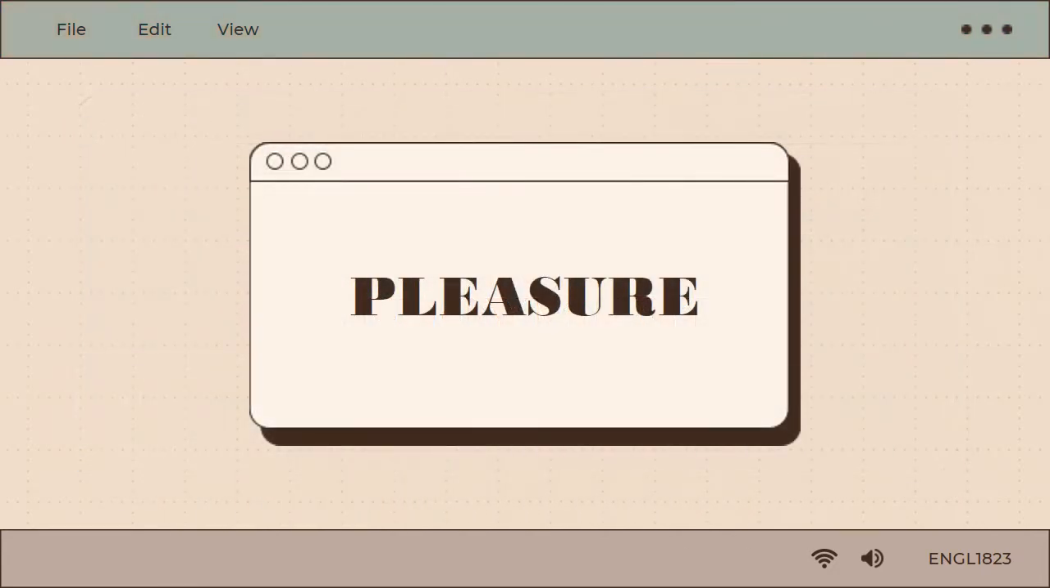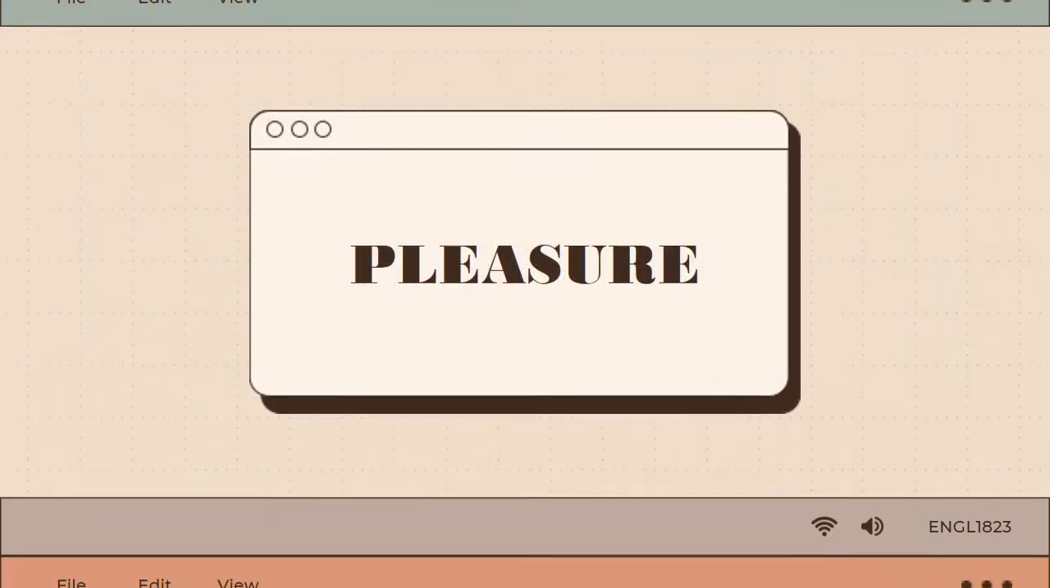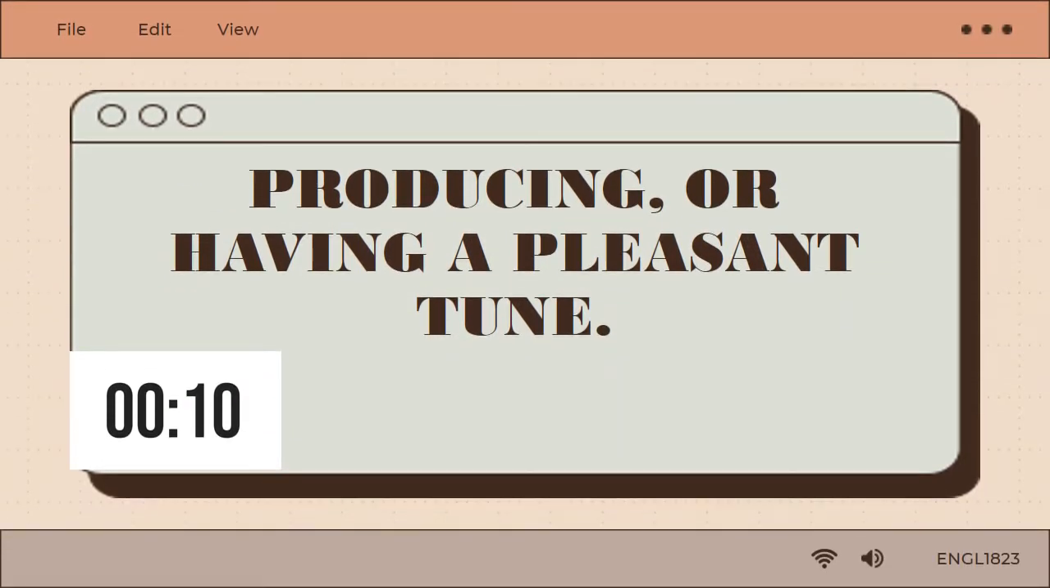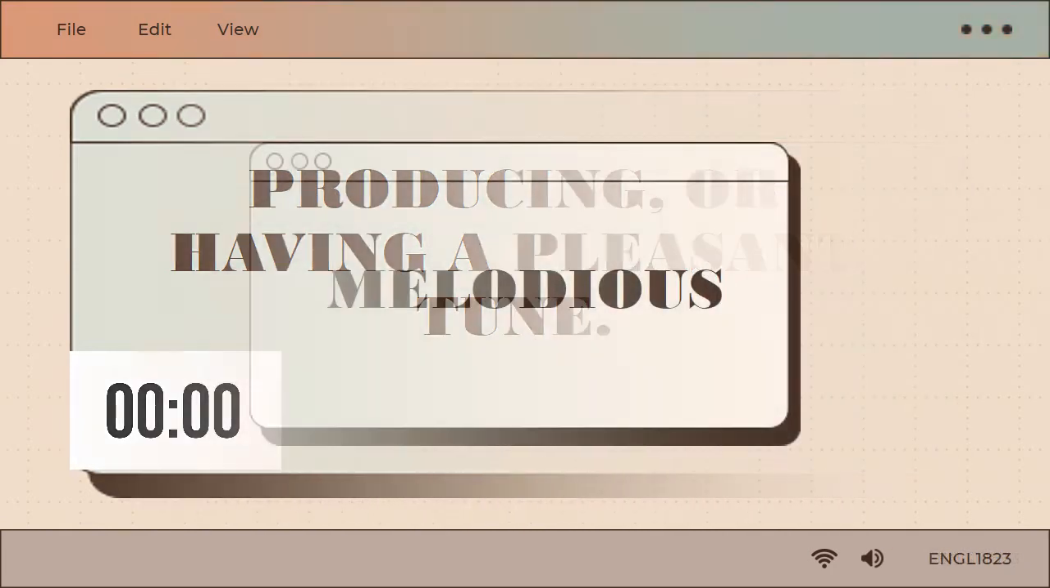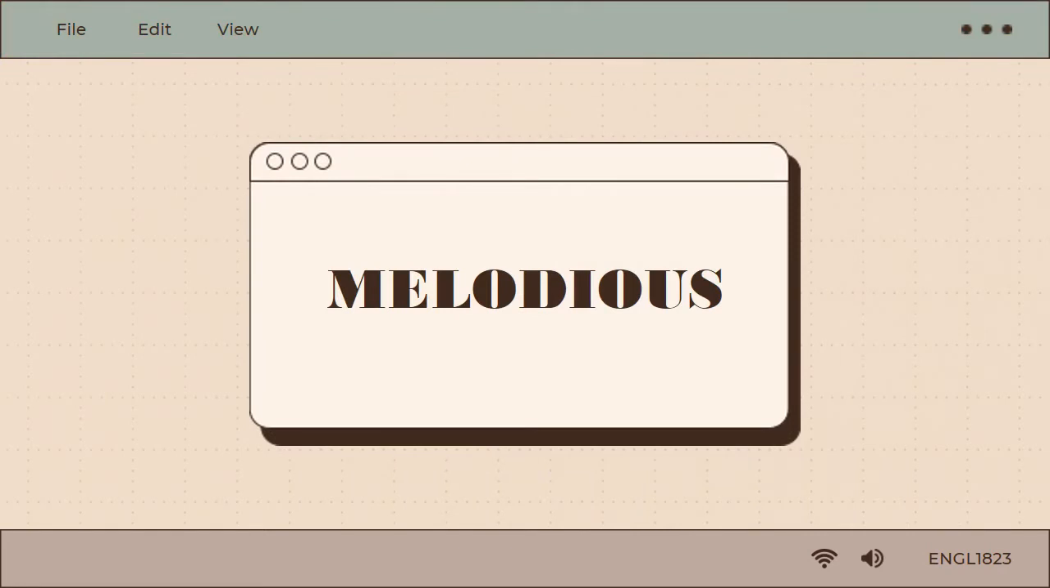Time's up. The correct answer is pleasure. Number 2, producing or having a pleasant tune. Your 10 seconds starts now. Time's up. The correct answer is melodious.